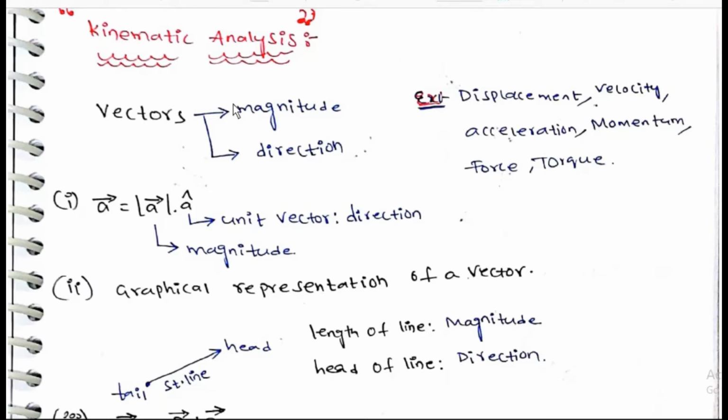Kinematic analysis: vectors, magnitude, direction. Examples include displacement, velocity, acceleration, momentum, force, and torque. A bar is equal to mod A bar times A cap. Mod A bar represents the magnitude, and A cap is the unit vector giving the direction.